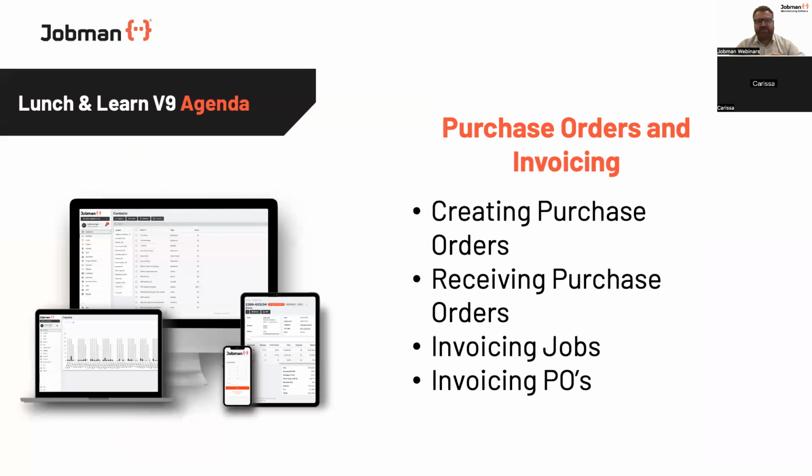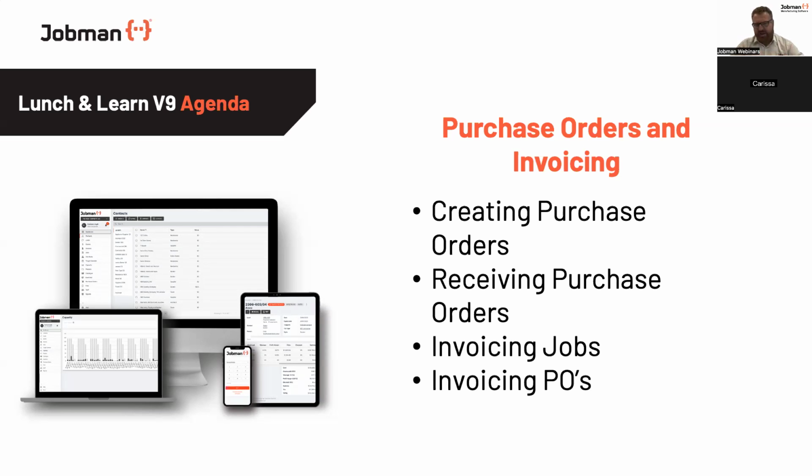So what are we really covering today? Purchase orders and invoicing and the automation that Jobman can then produce for your business. Save a lot of double handling. Probably one of the biggest benefits, though, is the reduction in errors and mistakes, and especially when it comes to material ordering, that can mean hundreds of thousands of dollars back into your business. So a really important area of the software.